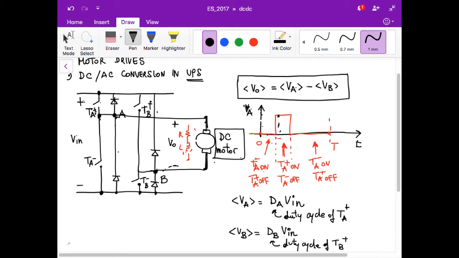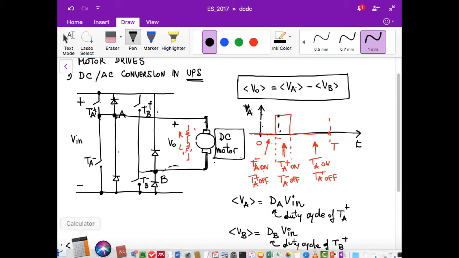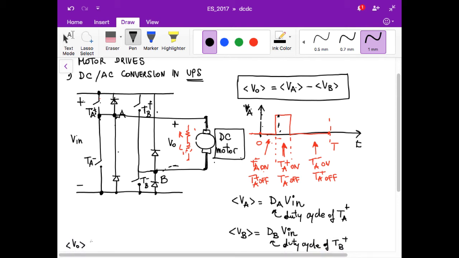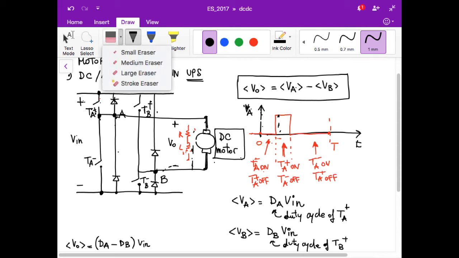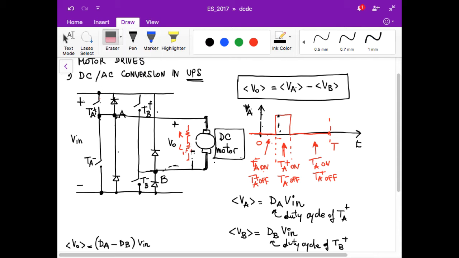And therefore, the average voltage applied to the output is going to be the duty cycle of TA plus minus the duty cycle of TB plus times V in. And of course, it can vary from plus V in to minus V in. So depending on the duty cycle of these two switches, I can vary continuously the average voltage applied to the output.